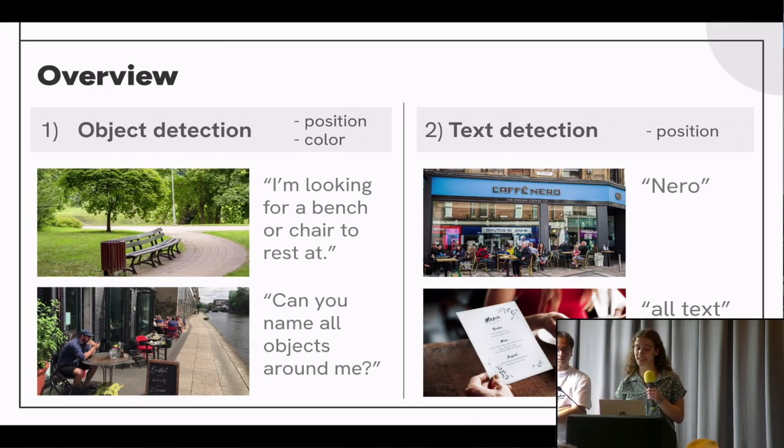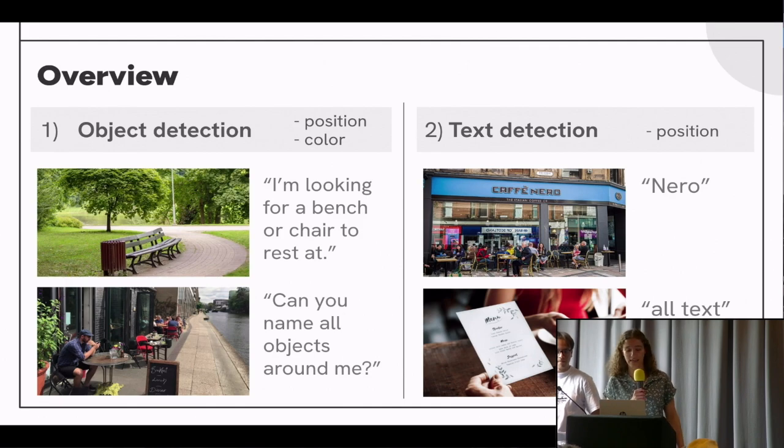The first is object detection. Basically how this works is you'll open the mobile app on your phone. It's entirely voice controlled and on device. So let's say you're in a park and you're looking for a bench or chair to rest at, you would just audibly say that prompt, I'm looking for a bench or chair to rest at, and then it would begin searching for benches or chairs around you and notify you when one was found.